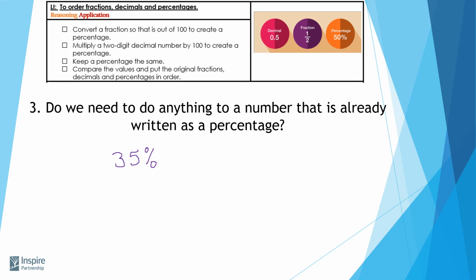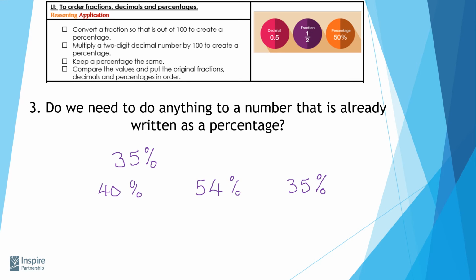Now, if I think about my numbers that we've been dealing with in this example, we've had 40 over 100, which gave us 40%. And in the last slide, we had 54%. And in this slide here, we dealt with the number 35%. All I need now to do is to put them in order.